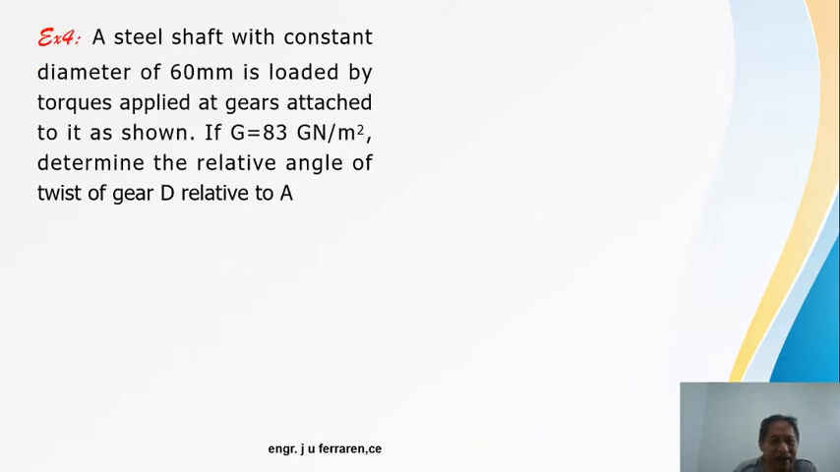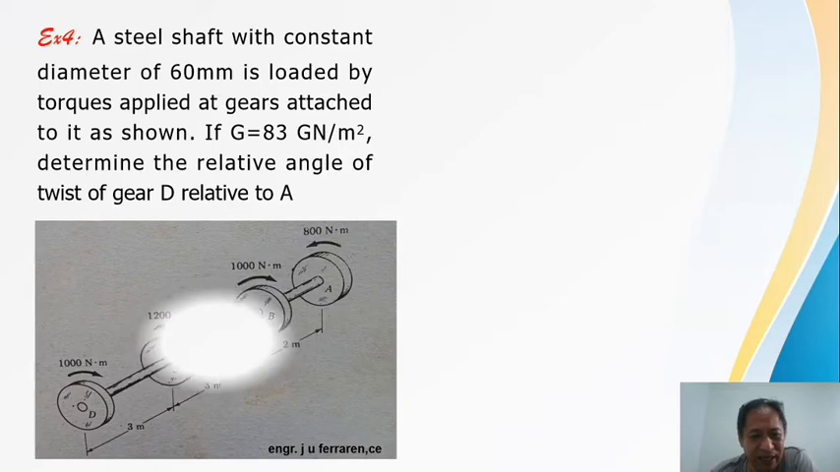Okay, so next problem. There is a steel shaft with a constant diameter of 60 millimeter. They are loaded with torques applied on gears attached to it as shown. The modulus of rigidity is the same because it's made of the same material. Then, determine the relative angle of twist of gear D relative to A. So this is the figure, and these are the gears.